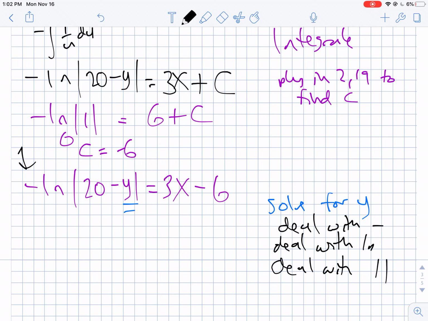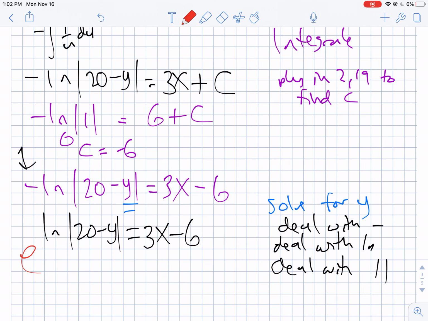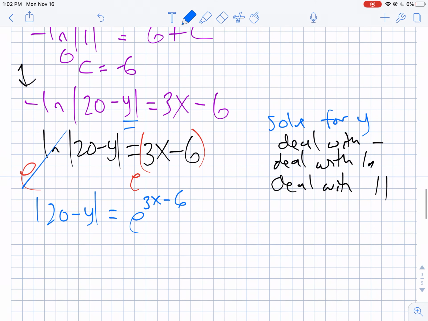Okay, the negative should be easy. So ln of 20 minus y in absolute value. Don't drop the absolute value. It's crucial here, as you'll see. It's 3x minus 6. Now, what's the opposite of ln? Well, you did well in the last test. You know that e and ln are opposites. So those will cancel out. So I'm just going to get absolute 20 minus y equals e to the 3x minus 6.